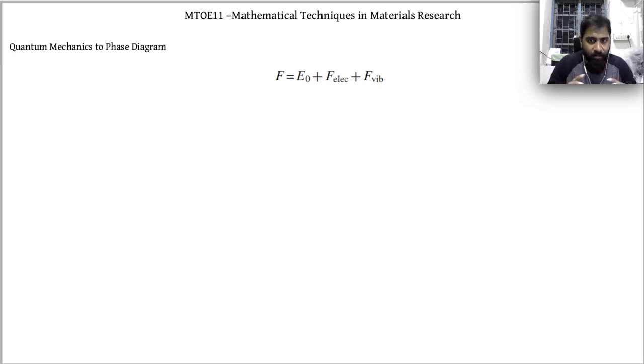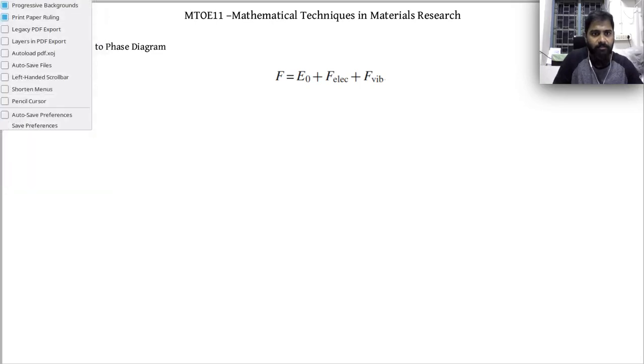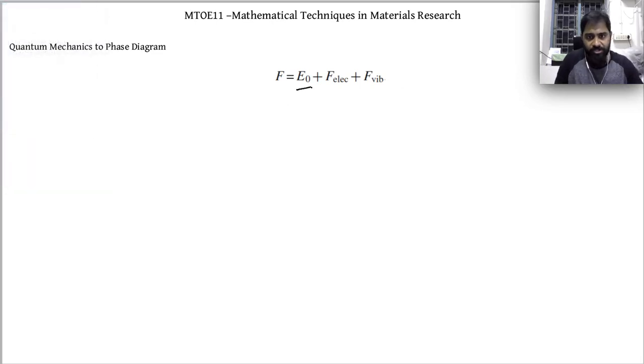Now, in this formulation of the free energy that is based on DFT, the term E0 is nothing but the ground state energy that we calculate from the DFT calculation. This term E0 stems out of our DFT calculation, and it pertains to 0 Kelvin. Now, in order to bring in the effect of temperature, we are adding two additional contributions to our free energy of the system.